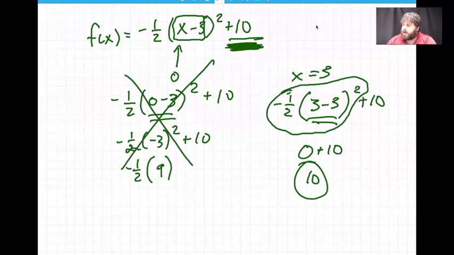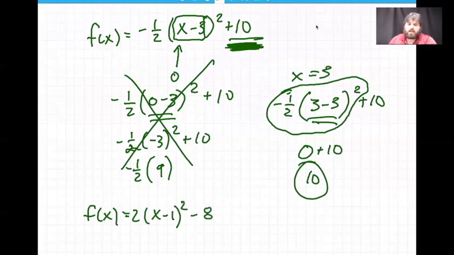Okay, so let's look at an example here. What if I had the function 2 times x minus 1 squared minus 8? Okay, the vertex is going to be whatever x is easiest to plug in. So you can see if I plug in a 1 here, it's going to be really simple to work with. If x is 1, 1 minus 1 is 0, 0 squared is 0, times 2 is 0, and 0 minus 8 is negative 8. So that's just another way to think about it in terms of the easiest number to plug in. So in vertex form, the easiest number to plug in ends up giving you your vertex, okay?